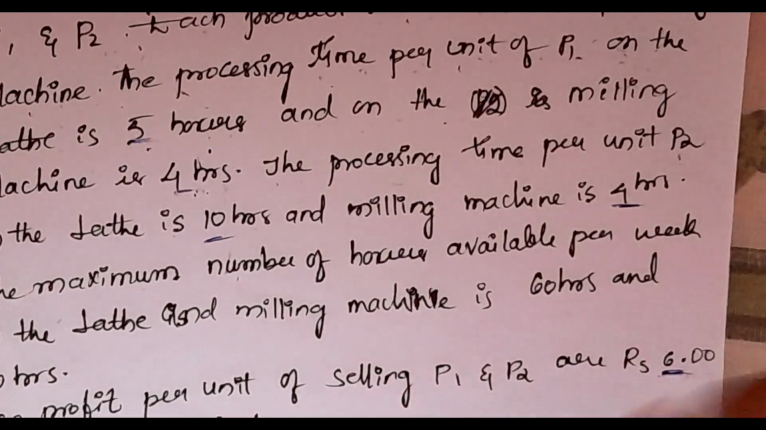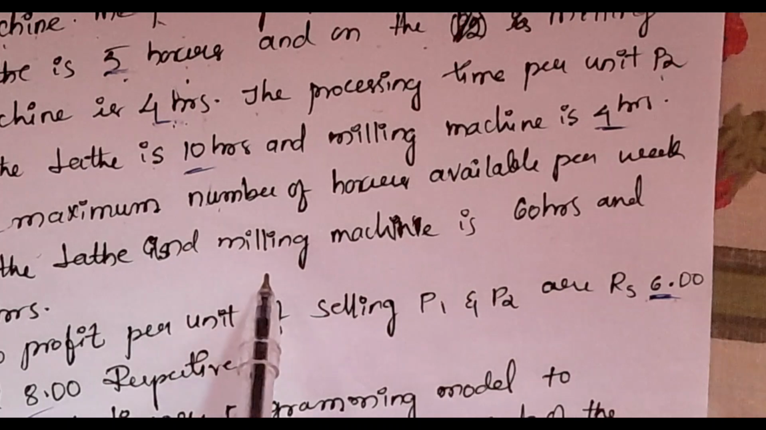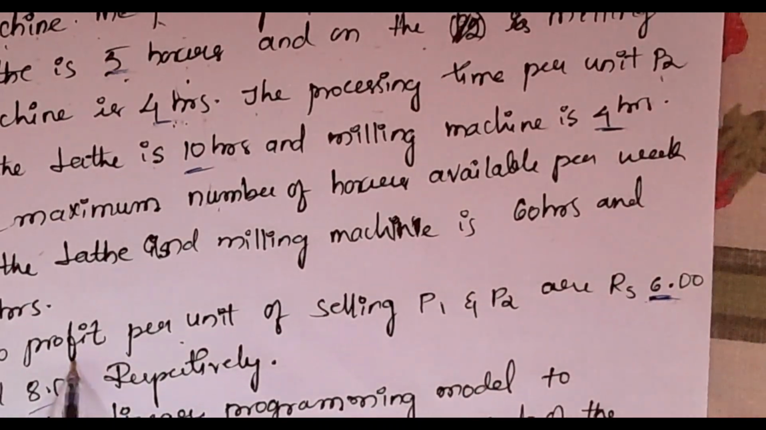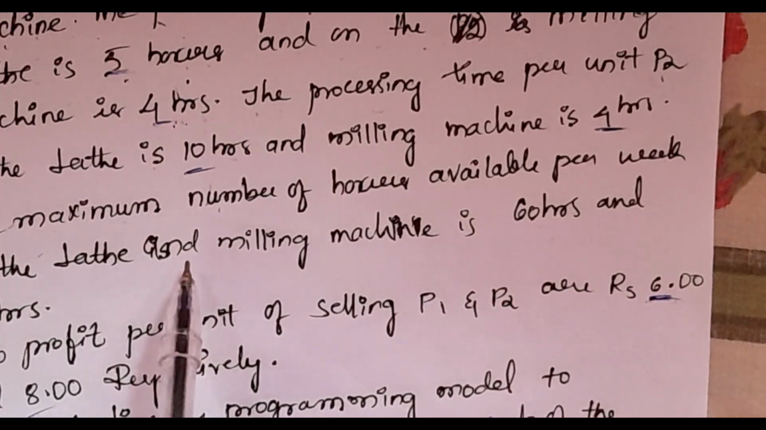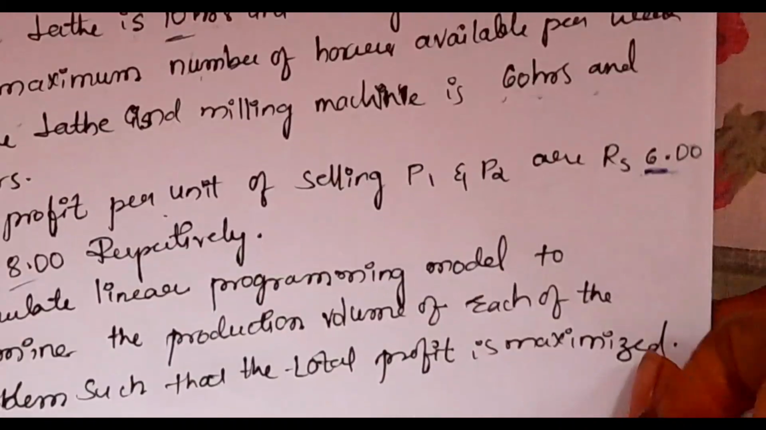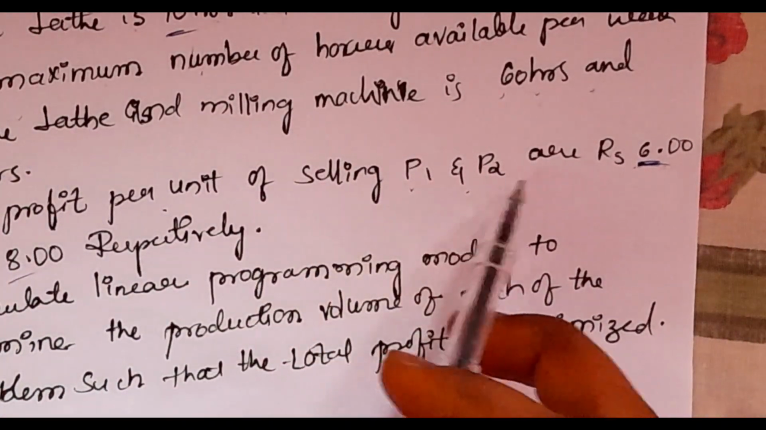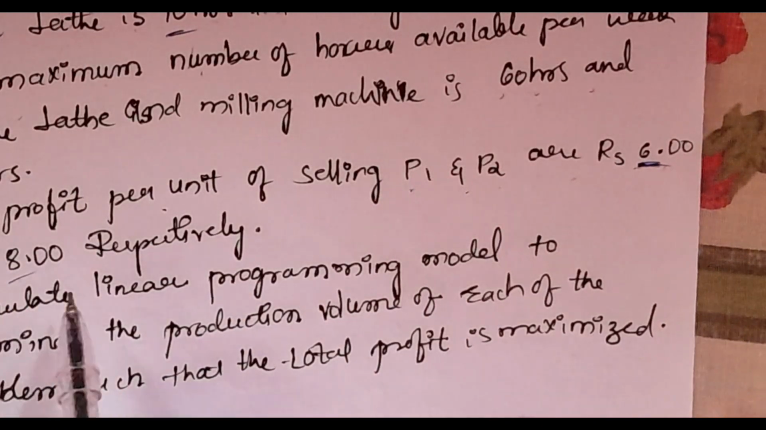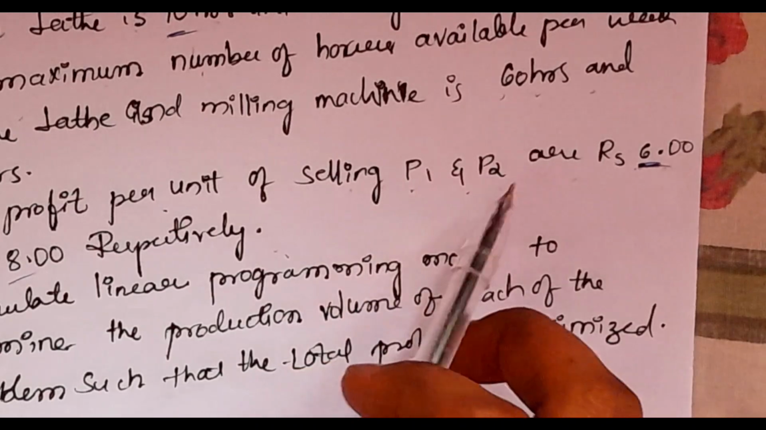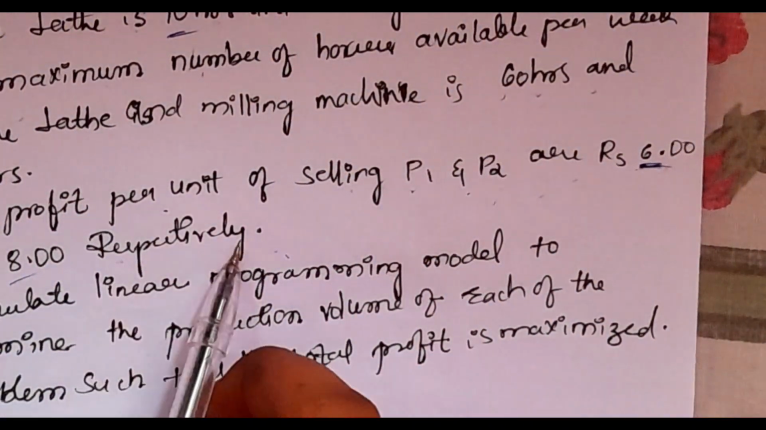The maximum number of hours available per week on the lathe and milling machine is 60 hours and 40 hours. Means the lathe and milling machine can work per week only for 60 hours and 40 hours. Also, the profit per unit of selling the products P1 and P2 are ₹6 and ₹8 respectively, which means the profit after selling the products P1 and P2 are ₹6 and ₹8 respectively.